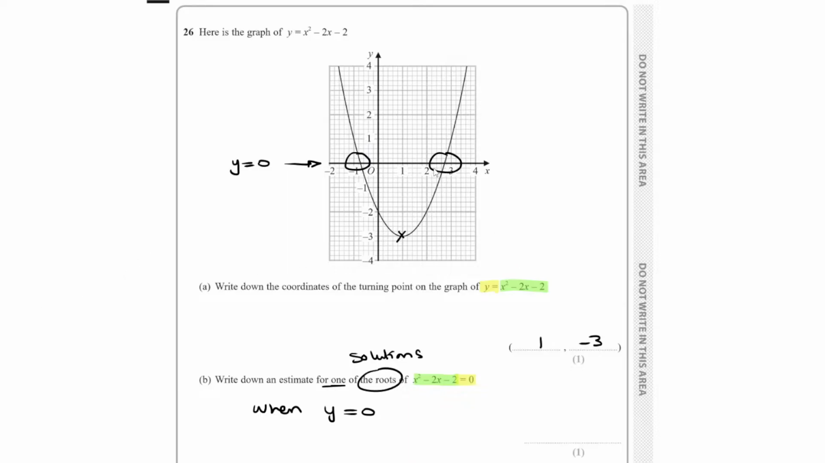I might go with the positive one. Let me get rid of my circle so we can read it properly. Just be careful of the scale as well. I'd do it to maybe 1 decimal place. So it's obviously 2 point something. I'd say 2.7 maybe? They've only asked for one, so 2.7 is what I would choose. The other option here is minus 0.7. Those are the two solutions. They've only asked for one of them though, so you just pick whichever of those two you want.